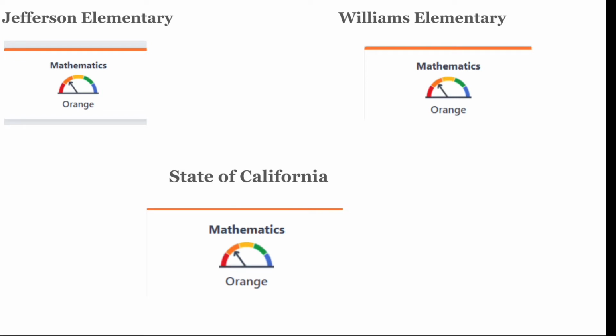While in the state of California, the orange has African American, American Indian, English learners, Pacific Islanders, and students with disabilities. In the yellow, they have Hispanic and socioeconomically disadvantaged. In the green, there's Filipino, the 2 or more races, and the whites, and in the blue, they have Asians.